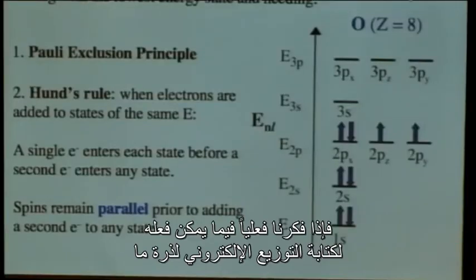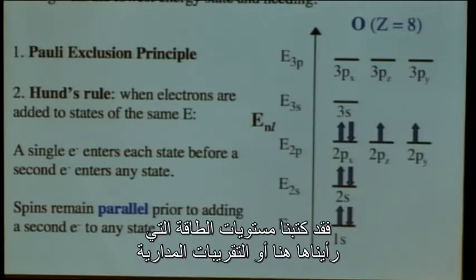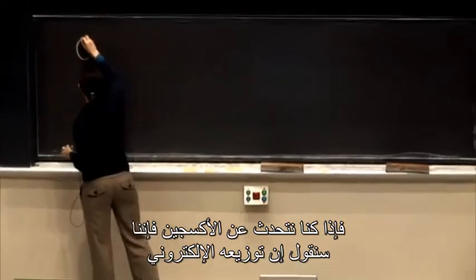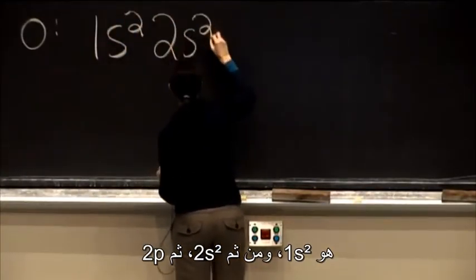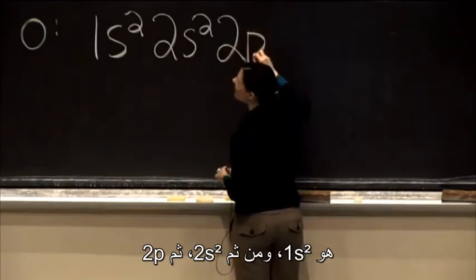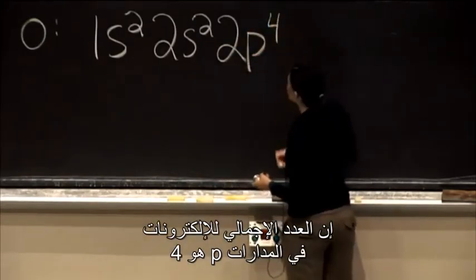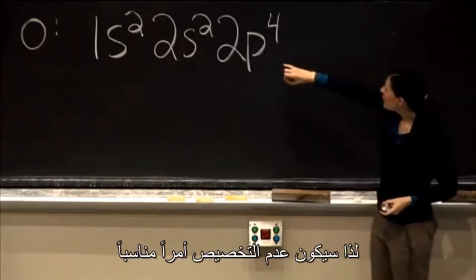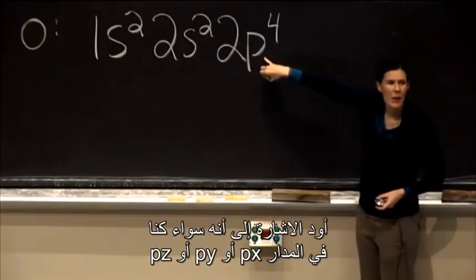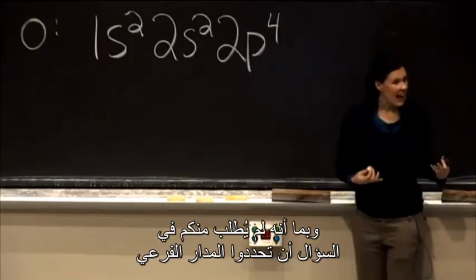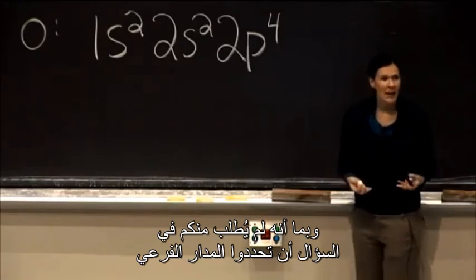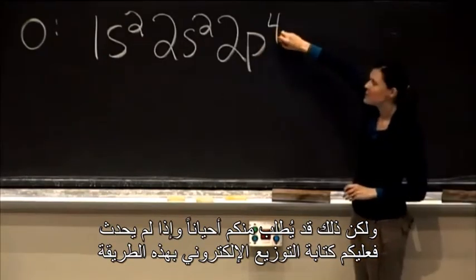So if we think about what we would do to actually write out this configuration, we just write the energy levels that we see here, or the orbital approximations. So if we're talking about oxygen, we would say that it's 1s2, then we have 2s2, and then we have 2p, and our total number of electrons in the p orbitals are 4. So it's okay to not specify, I want to point out, whether you're in the px, the py, or the pz, unless a question specifically asks you to specify the m sub l, which occasionally will happen, but if it doesn't happen, you just write it like this.